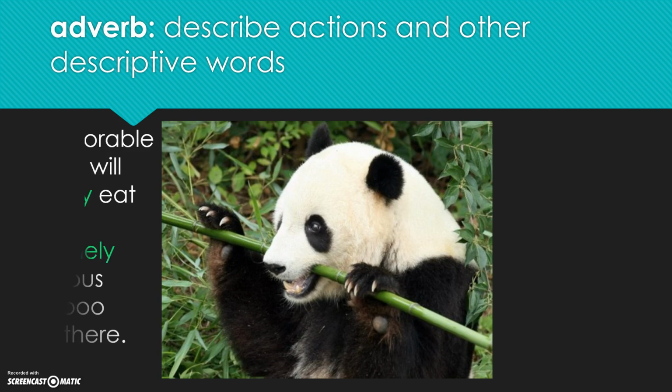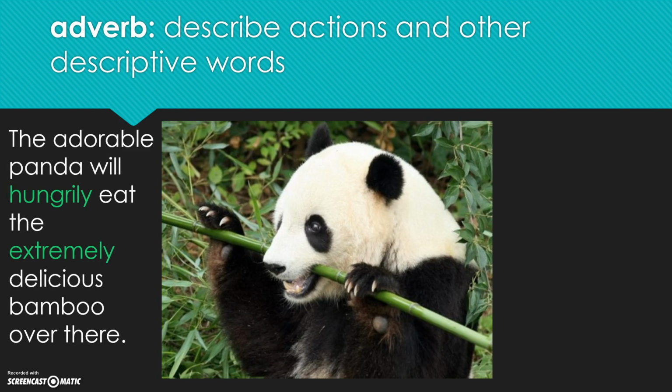I could change the sentence again to say the adorable panda will hungrily eat the extremely delicious bamboo over there. And in this case, there is also an adverb because it's telling us a location. It's telling us where the bamboo is being eaten. So in this case, it's actually describing or modifying the word eat because it's telling us where.